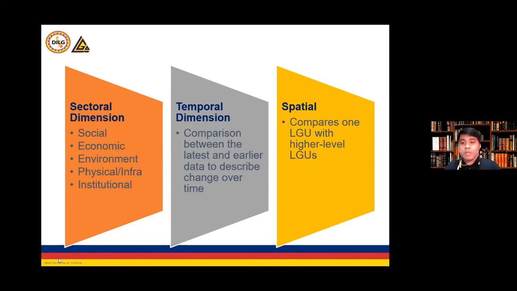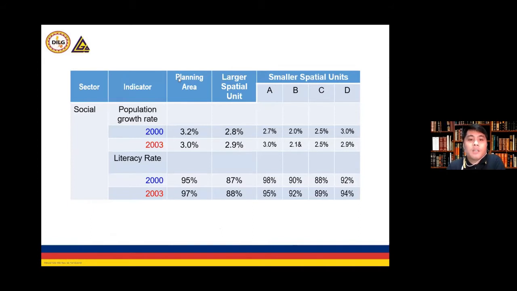So we also need to capture yung ating mga barangay level information. Okay, for example, this is an example of a data, no? So in population growth rates, ang na-capture niya na information is in the years 2000 and 2003. Sa literacy rate, the same years. So punta tayo sa literacy rate. So in 2000, sa planning area, this is the municipality. When we say the planning area, this pertains to your local government unit. So in 2000, based on available data, 95% daw yung literacy rate nitong LGU na ito. And then in 2003, 97%. So from those figures, ano yung pwede nating ma-infer? That literacy rate is increasing in your LGU.